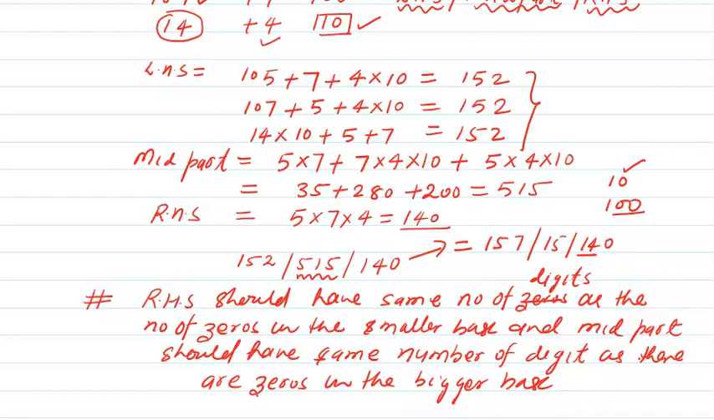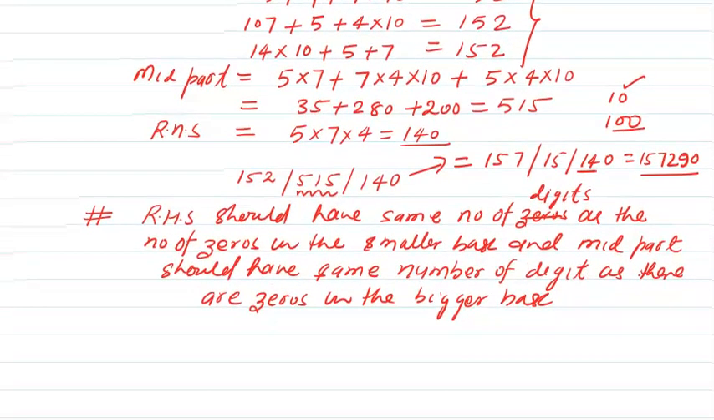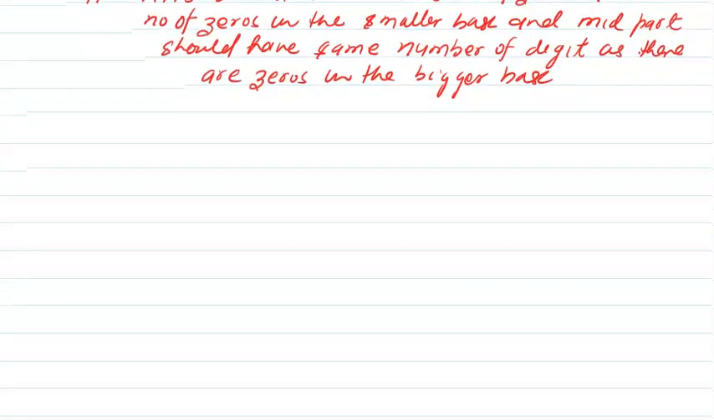So finally, what will be the answer? The answer will be 157, and 14 plus 15 will become 29, and in the right hand side I will be left with 0. So the correct answer is 157290. I hope this process is not very complex for you to understand. If it is complex, I would suggest you please pause the video and watch it again for better understanding.